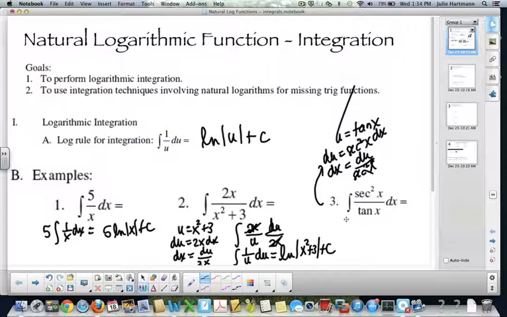So you have the integral of secant squared over u times du over secant squared. Those cancel. Now you're taking the integral of 1 over u, which is ln of the absolute value of u. So ln of the absolute value of tan x plus c. Okay. Easy enough? Hope so.